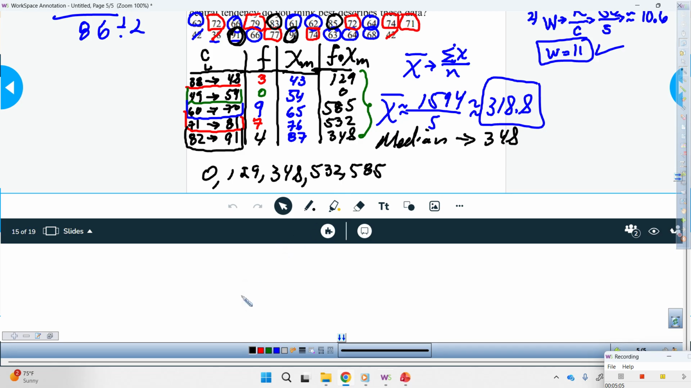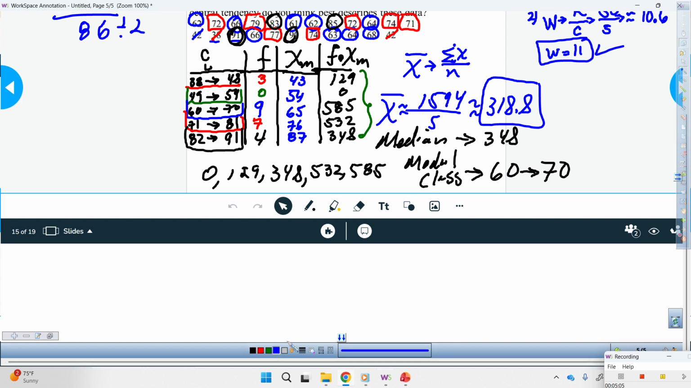Now, we can't find the mode, but we can find the modal or class modal. Tell your neighbor what the class modal is. Yeah. Which one is it? 60 to 70. 60 to 70. That's the modal class. That's the one with the most frequency.